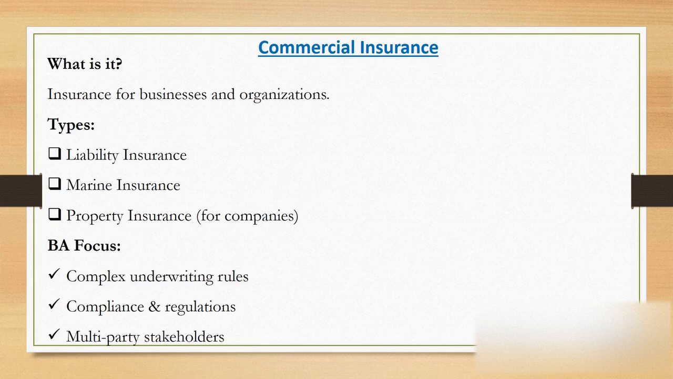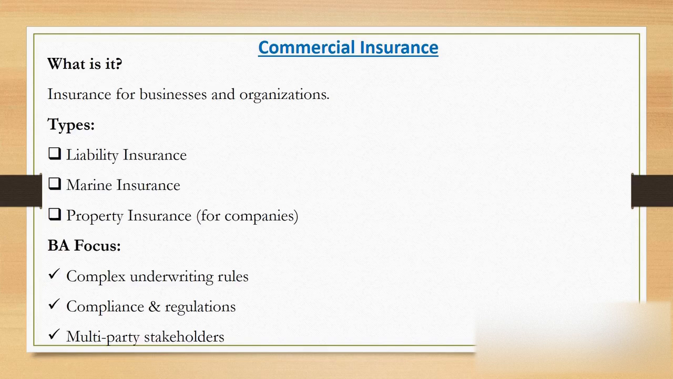A claim is a request made by the policyholder to receive compensation for a covered event. Underwriting is the process of evaluating risk and determining policy terms, including premium calculation. The beneficiary is the individual entitled to receive policy benefits. These concepts translate into system requirements and workflows.